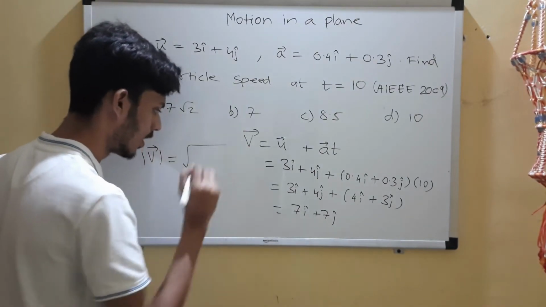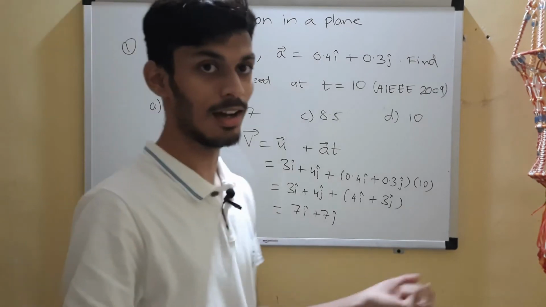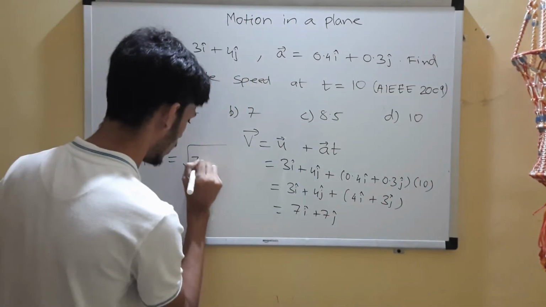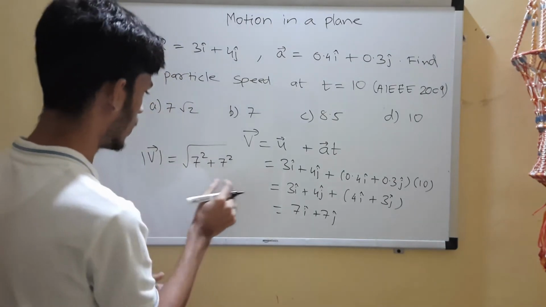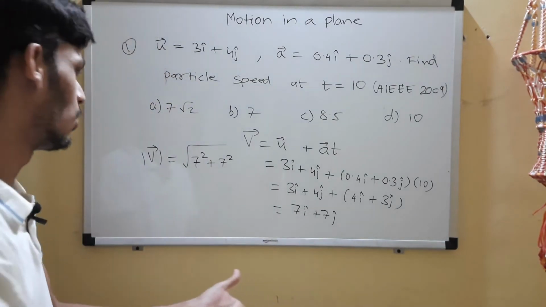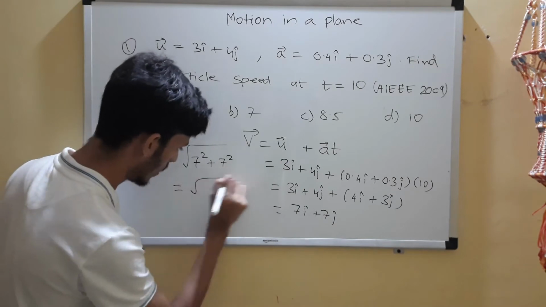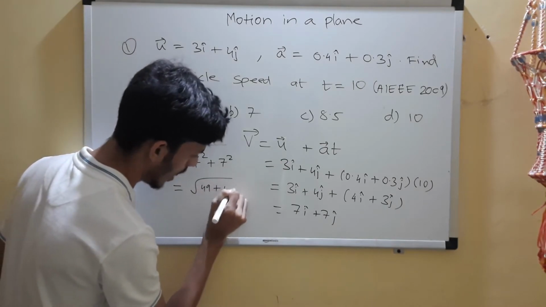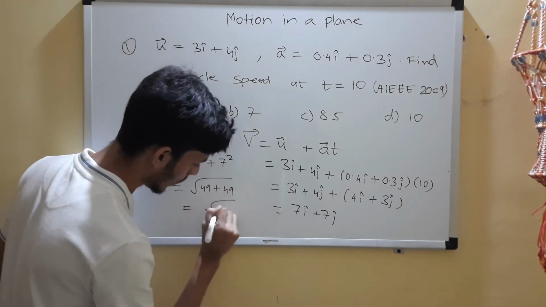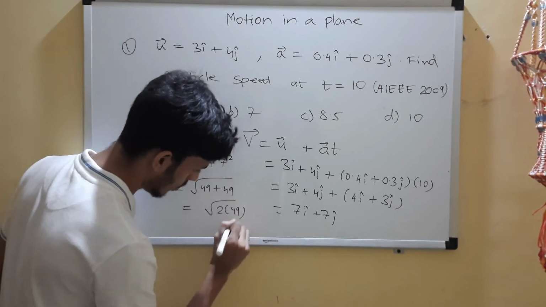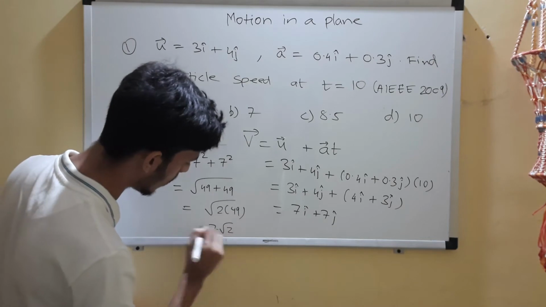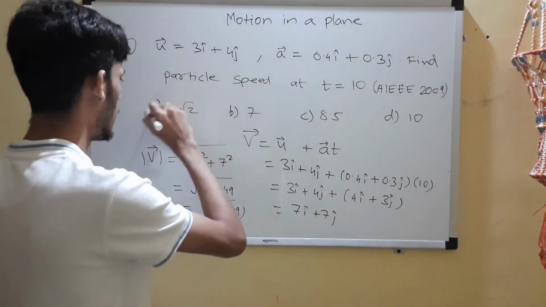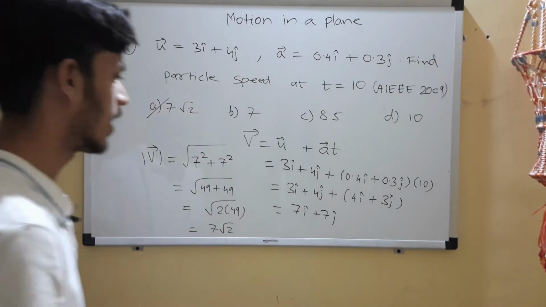How do you find the magnitude? Just add the squares of their coefficients, right? Add the squares of the coefficients of the components. So you get 7 square plus 7 square, which is 7 root 2. If you don't believe me, I'll show you. 2 into 49. So as I said, root 2 will remain there, and 49 will come out as 7. So 7 root 2 is the correct answer.